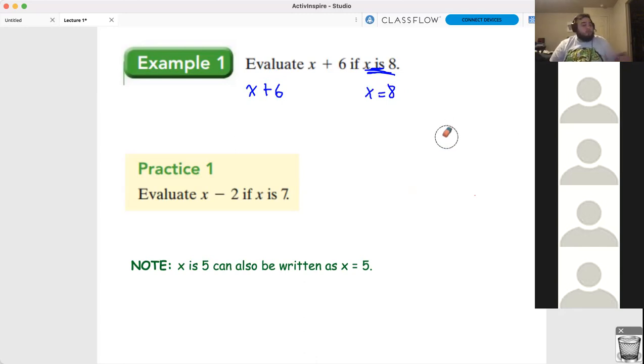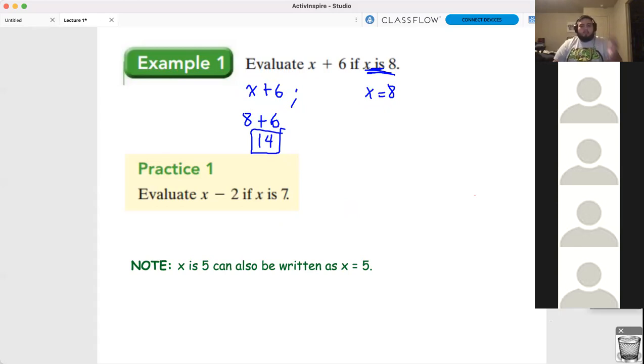So this isn't an equation yet, because there's no equal sign. It says x plus 6, but they want us to find out what it is when x equals 8. So all we do is substitute. Instead of x, I'm going to write the number 8, plus 6. And what's 8 plus 6? This is just like order of operations. 14, and we're done. Now it's only simple because the expression was very easy to start with. It's going to get a little bit more complicated as we move forward in the class.